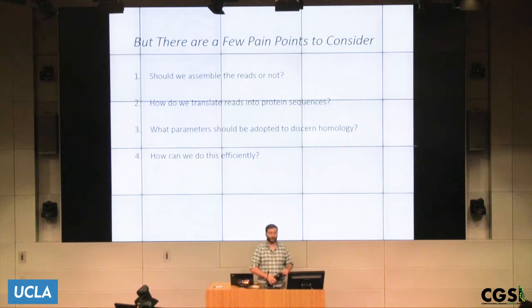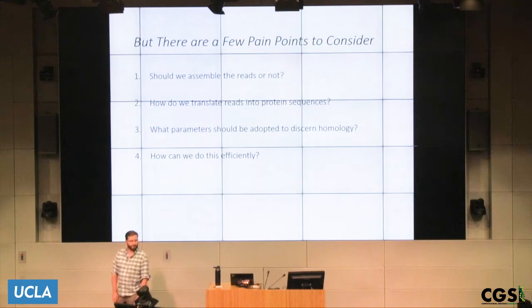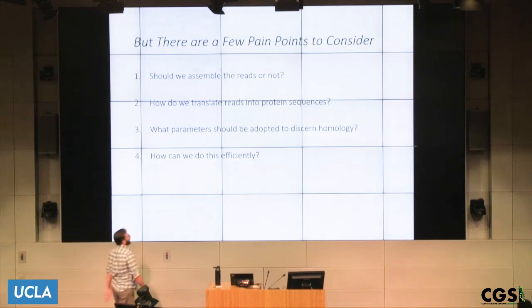First, we have to decide if we want to assemble the data or not. We also have to determine how we should translate the reads into protein sequences. How do we predict ORFs in a metagenomic sequence? What if you've randomly sampled a sequence in the middle of a gene? You've got no start, you've got no stop. How do you determine that? That's tough. What parameters should we adopt to discern homology?